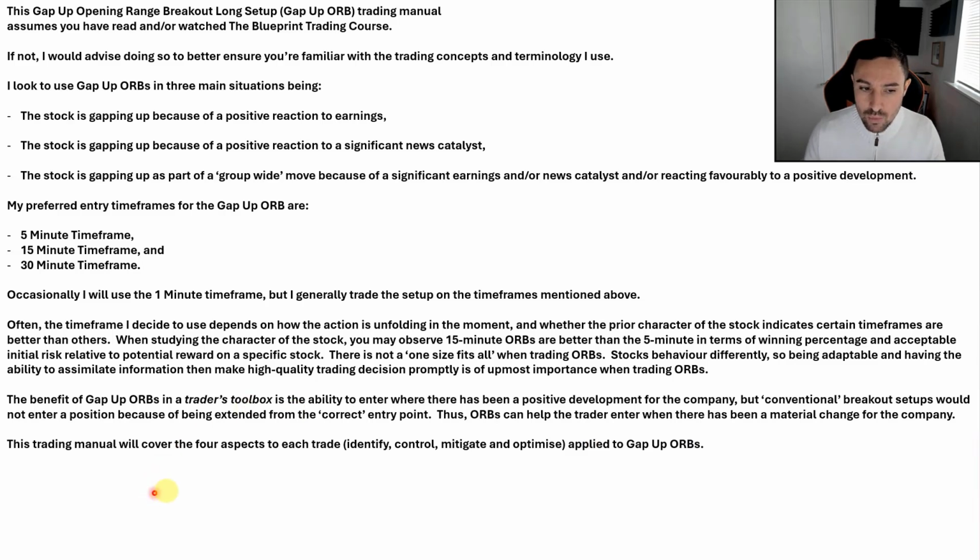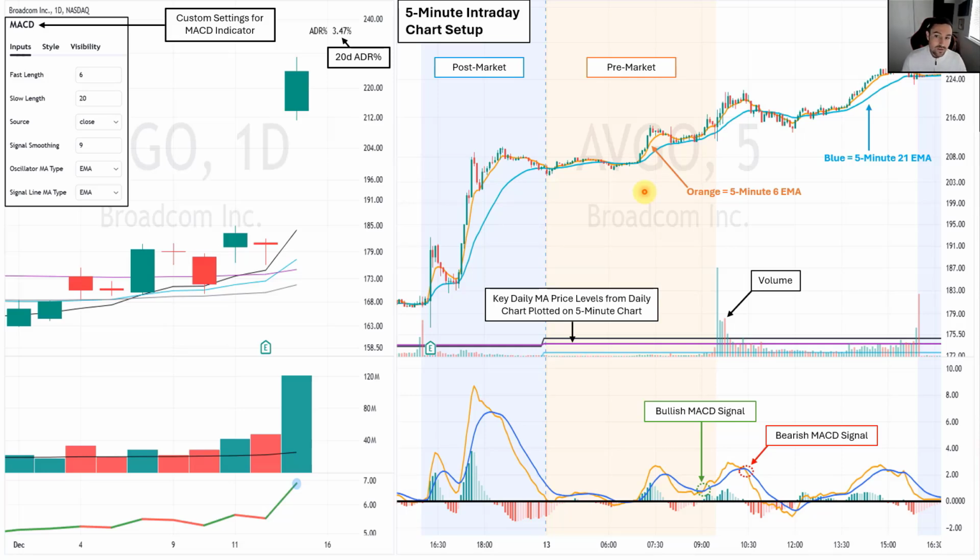So this trading manual will cover the 4 aspects of each trade. Okay, 4 aspects to each trade, which is identify, control, mitigate, and optimize, applied to gap up ORB. So as you know, if you've taken the Blueprint trading course, I break each trading setup down into 4 distinct parts. How do you identify, how do you control the risk, how do you mitigate the risk, and how do you optimize the profits? So hopefully that is a good intro to this. I'm not going to spend too long on this. Hopefully it should all be pretty self-explanatory, and I'll explain it as we go a little bit.